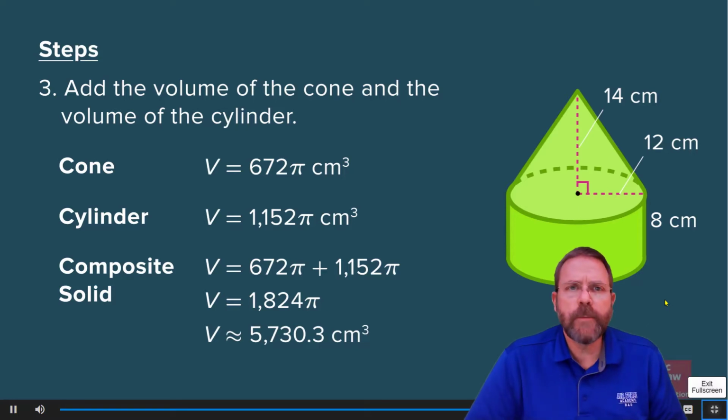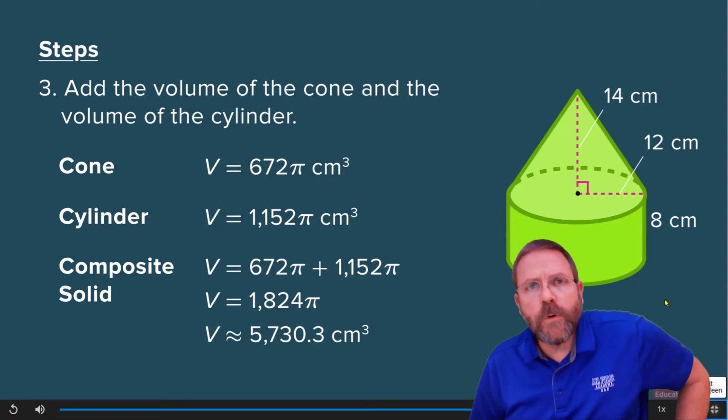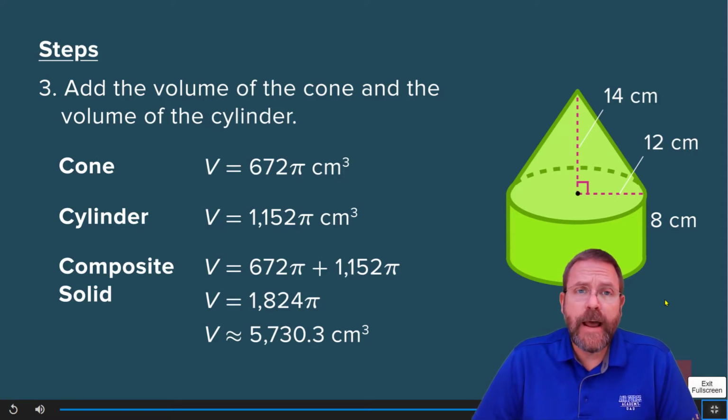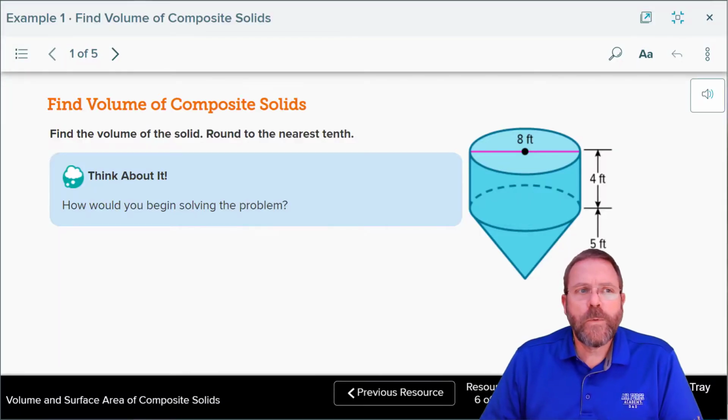All right, pretty simple. All we're doing is taking what we already know how to do, finding the volume of each one of those piece parts, and then we add those piece parts up together. Not that hard, folks. It's just going to be a lot of work. So here we have the same basic thing, they just flipped it over.